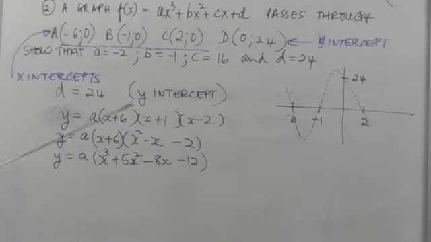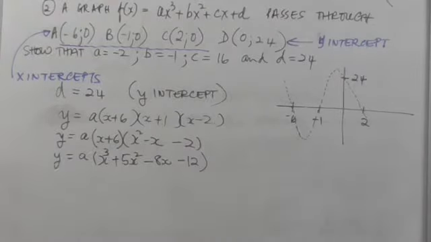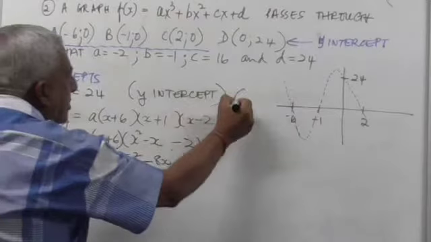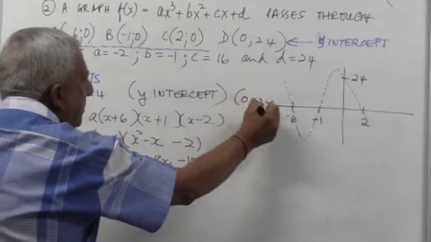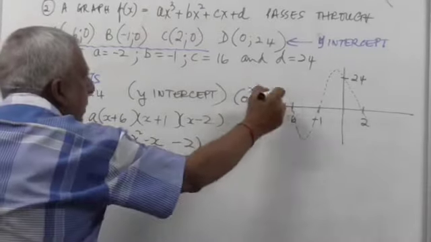So I can choose any point from here and put it here, and I will be able to get a, because I must have the value for x, I must have the value for y, I'll be able to get the value for a. So let me take the y-intercept. The y-intercept is actually 0, 24. That's x, that's y.